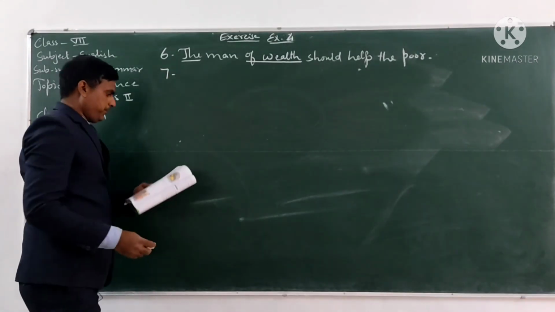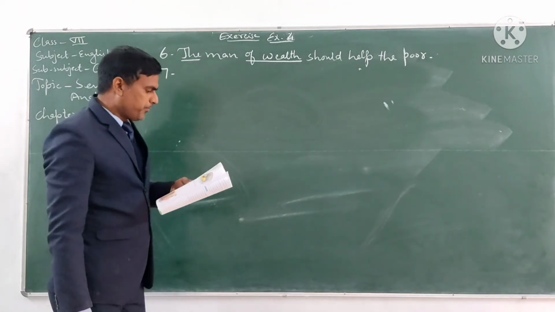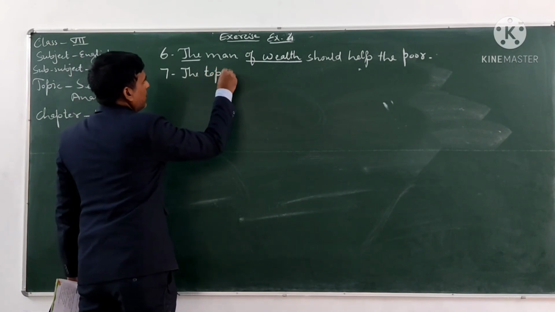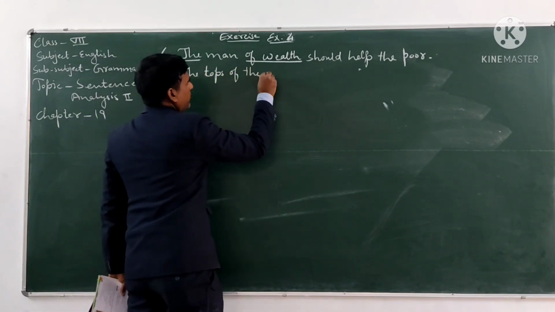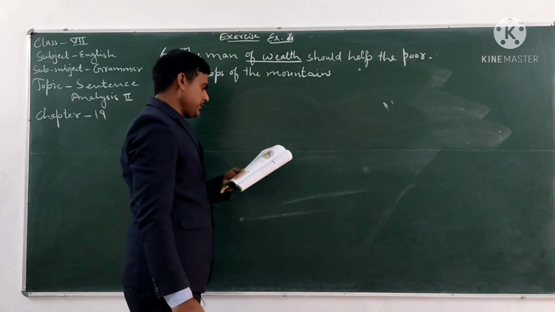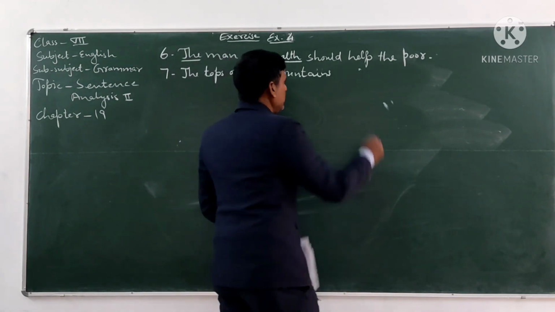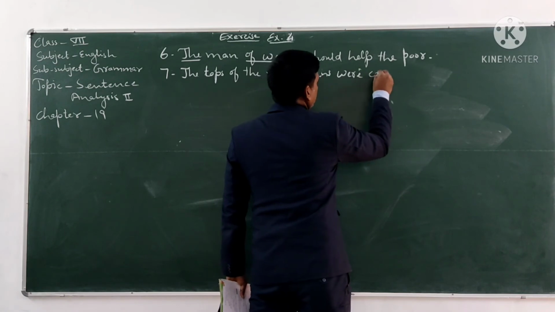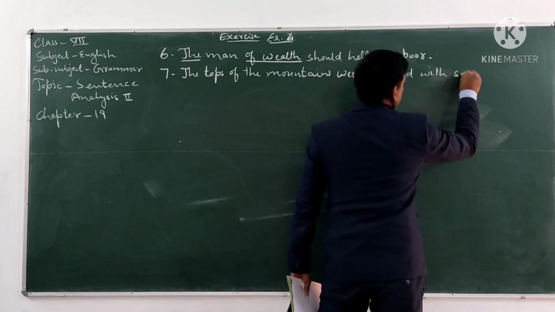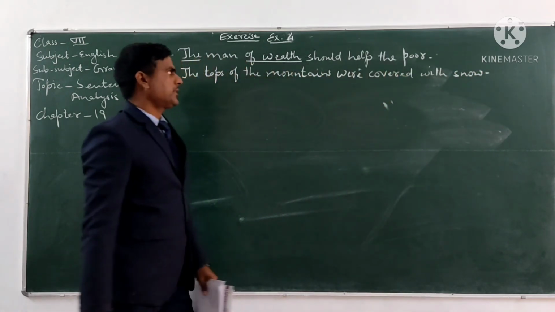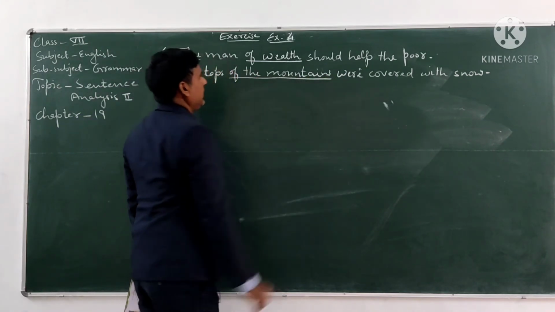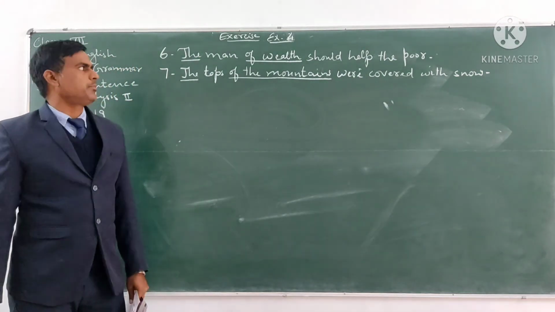Now see sentence number 7. Sentence number 7 is, the tops of the mountains were covered with snow. In this sentence, the and of the mountains are the enlargements of the subject.